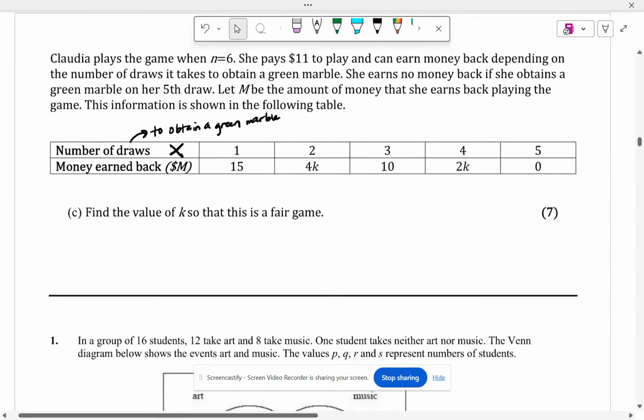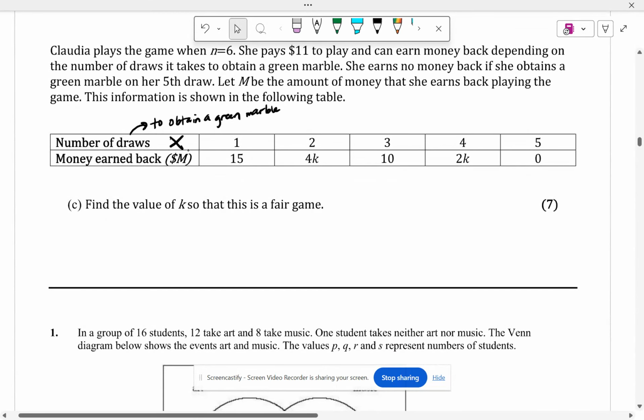So this row right here tells me how much money she earns back for each time the game ends on a certain number of draws. But what it doesn't tell me is the what. In the second row of a probability distribution, we always have the what: the probability that x equals whatever the desired outcome above is for random variable x. So the number of draws is random variable x. We have probabilities for all of those up top. So let's see if we can find the probabilities for the game ending on each corresponding draw.